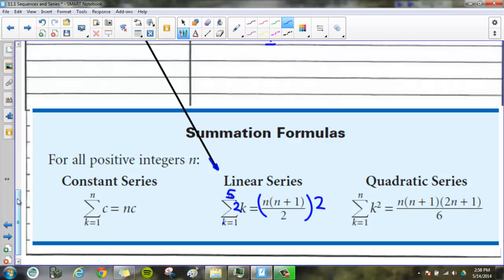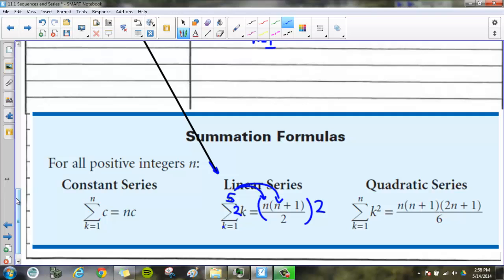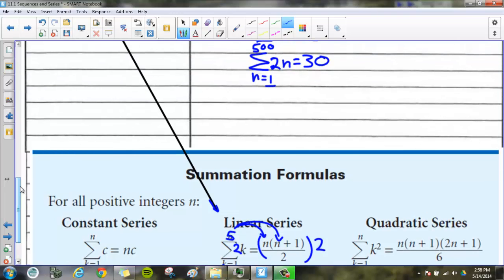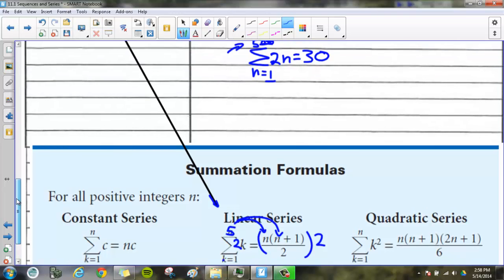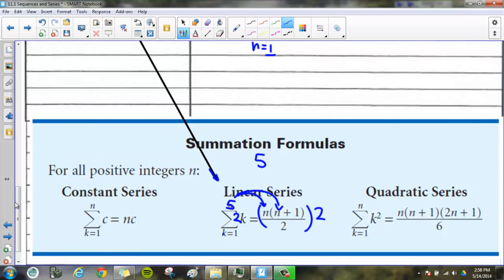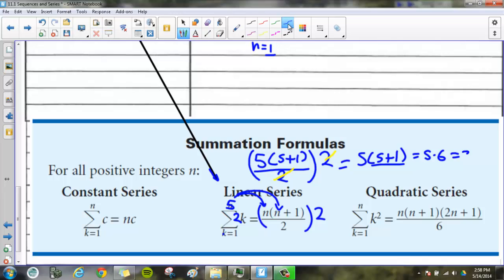So let's just do that. And then this 5 goes in for this n here, and this n here. So let's just see if we get the same thing, if we get 30 again. Remember, our n was 5, right? Not 500, but 5. So we're going to put in 5 times 5 plus 1 divided by 2, and that's all multiplied by 2. If we look at this, you'll notice this 2 cancels off that 2. So what we have is 5 times 5 plus 1. We've got to do parentheses first, so this is 5 times 6, and that's equal to 30.